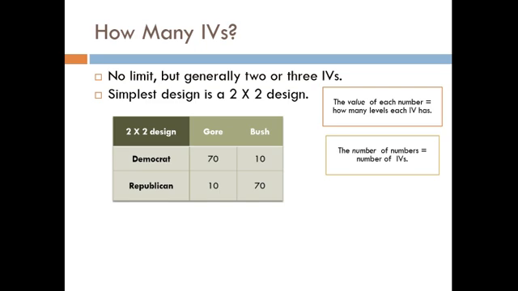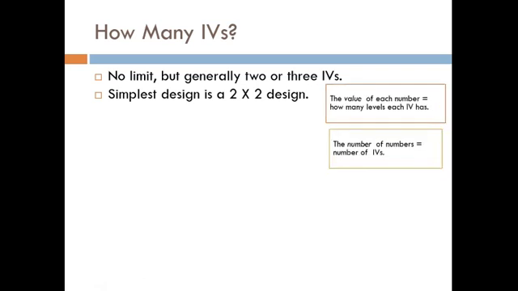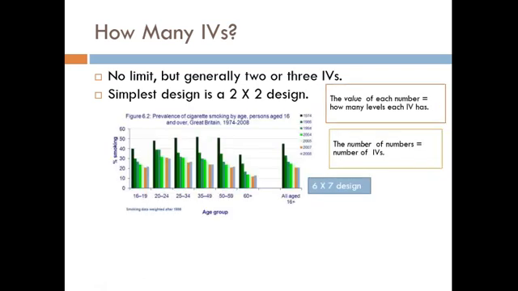Here's a 2 by 2 design. So we have Gore and Bush. We could call this the independent variable, who did you vote for? And then we have this independent variable, which I guess we could call voter registration, Democrat or Republican, right? So we've got voter registration by who did you vote for? And then we have our 2 levels on each variable. So this is a classic 2 by 2 design. Okay.